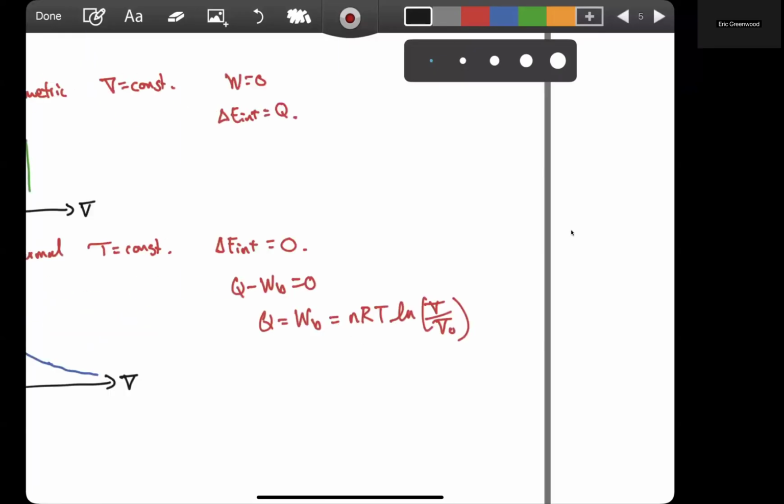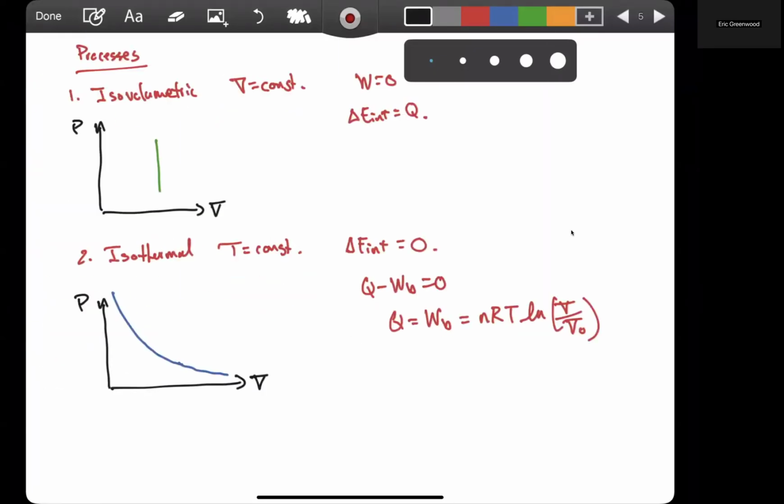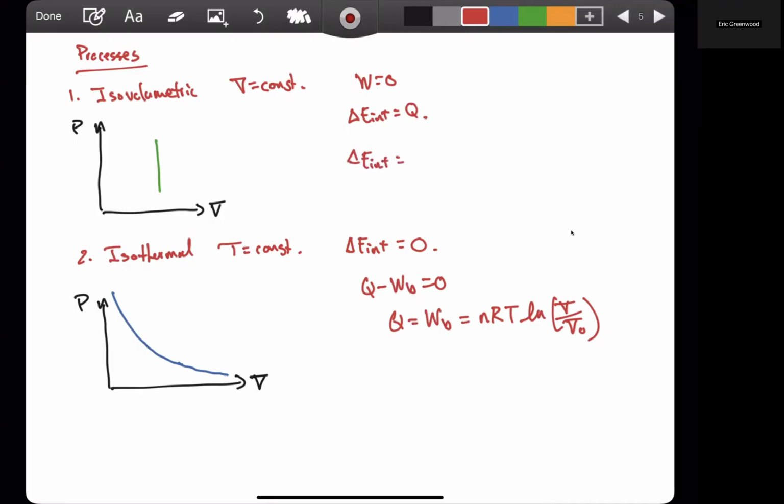Next up, let's go back to here for a second. One other thing I should mention is my change in internal energy is equal to the number of moles times CV, which depends on the type of gas, times my change in temperature, where again, CV is equal to either 3/2 R, 5/2 R, or 7/2 R. In the first case, I have a monatomic gas, in the second case a diatomic gas, and in the third case a polyatomic gas.